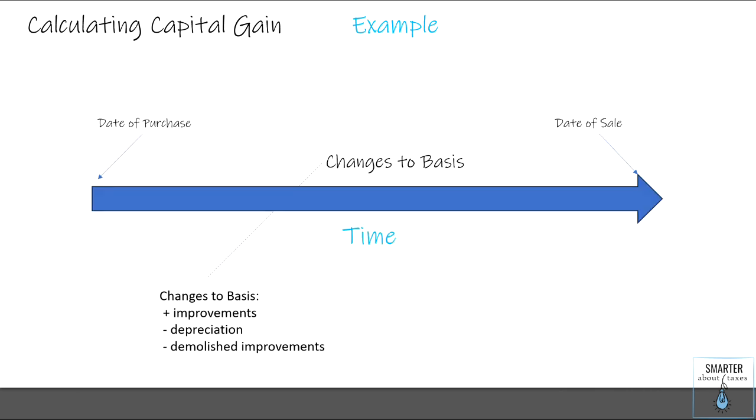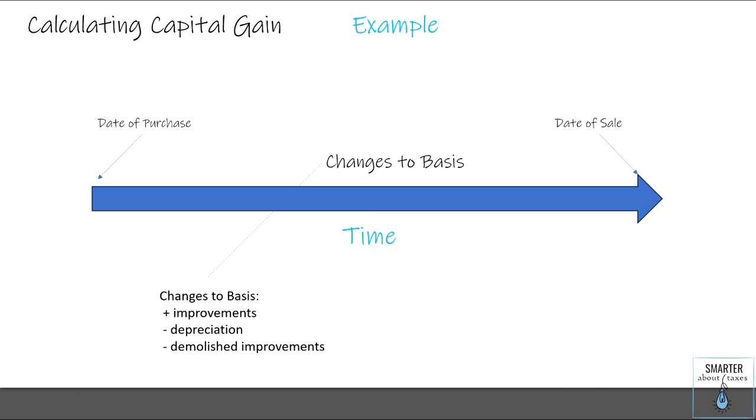Here's another way to look at it. If you think of it as changes over time, okay? Your basis changes over time. It's not just what you paid for the building. So on the far side of your screen, at the start of the arrow, that's the date of purchase. In our case, our basis was $1 million. Then we have changes to the basis. And then at the very end, what's our basis on the date of sale?